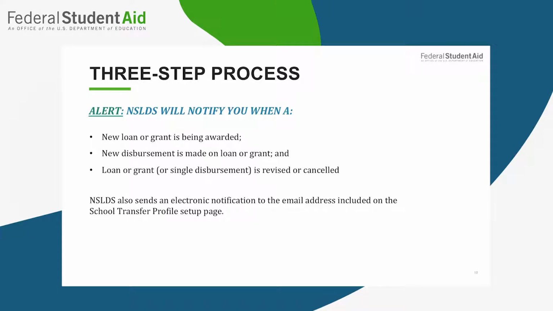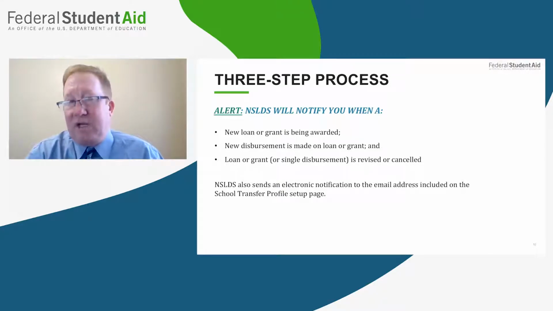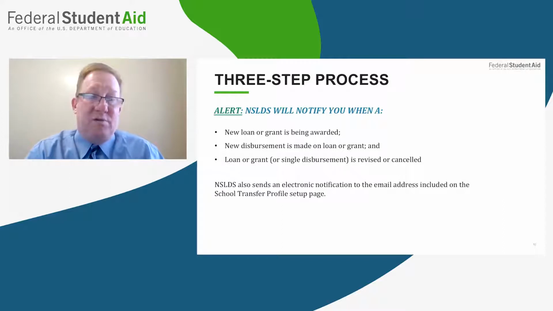The third step is the alert step. That's when the NSLDS will notify you in case another school originates a new loan or a new grant, or if they report a disbursement on a loan or a grant, or if there's some loan or grant disbursement revised or canceled. That's important because, after all, you're working with this new incoming transfer student that's transferring in the middle of the award year, and that student may have used 50% or maybe 40% or maybe 60% of their financial aid eligibility at school A.